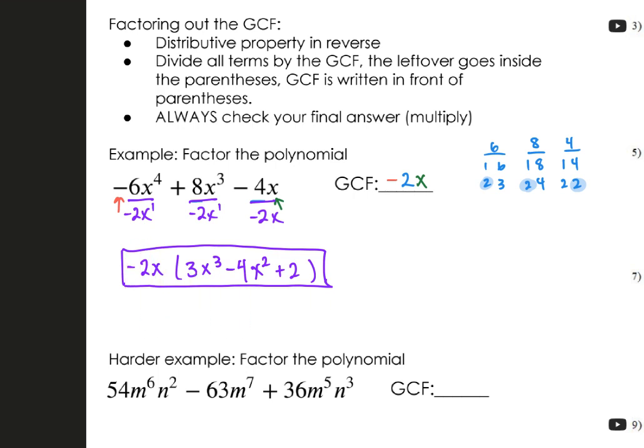We can always check our answer by using multiplication. Negative 2 times 3 is negative 6, and then we have x times x cubed, that's x to the fourth, so that checks out.